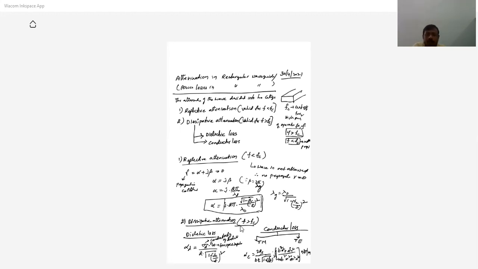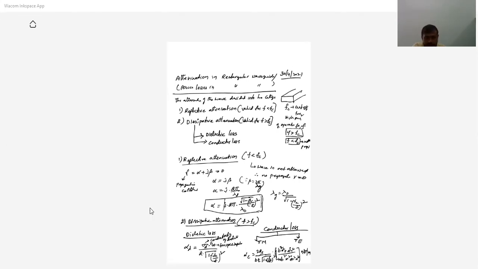Then dissipative attenuation depends upon the cutoff frequency. When f is greater than fc, the wave enters the waveguide. There are two types: dielectric loss and conductor loss. These equations you can take directly; no need to derive all these things. This classification you have to remember, as they may ask it for a 2 marks or 4 marks question. Explain about the attenuation.